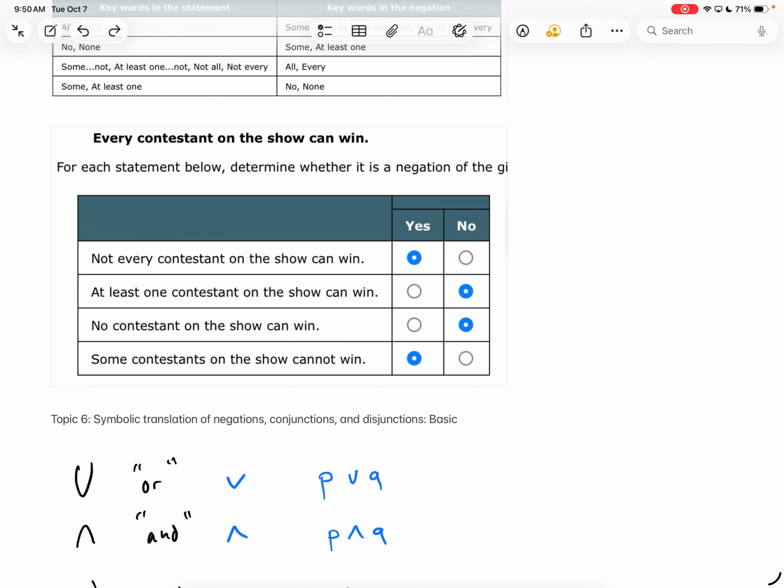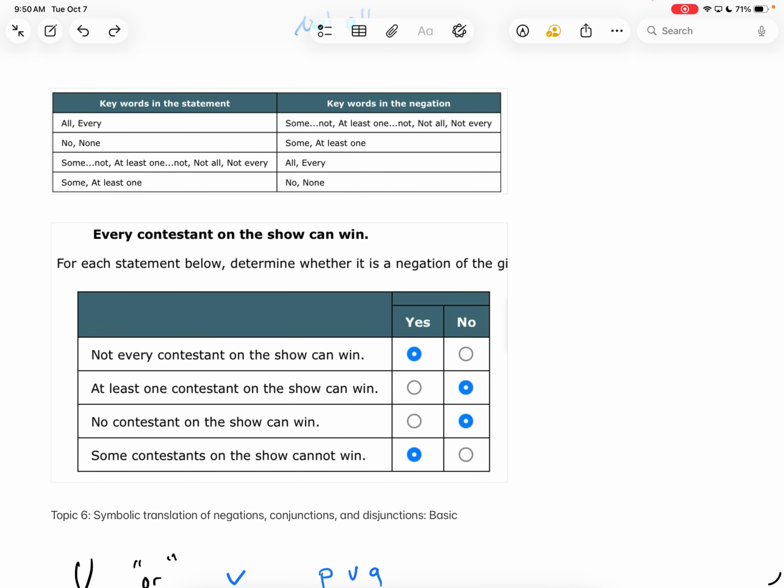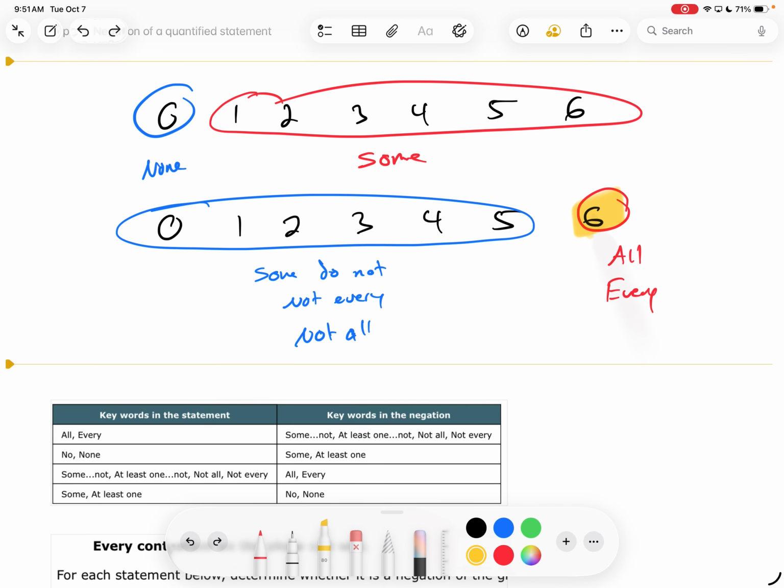No contestant on the show can win. All right, so I had to think about this for a second. So we have this one, and it says no contestant, right? A negation always has to have opposite truth values. So if I have every contestant will win and no contestant will win, it sounds like negations. But what happens if like three contestants win? Then they are both false, and they can never have the same truth value, okay? That's the way you have to think about those.